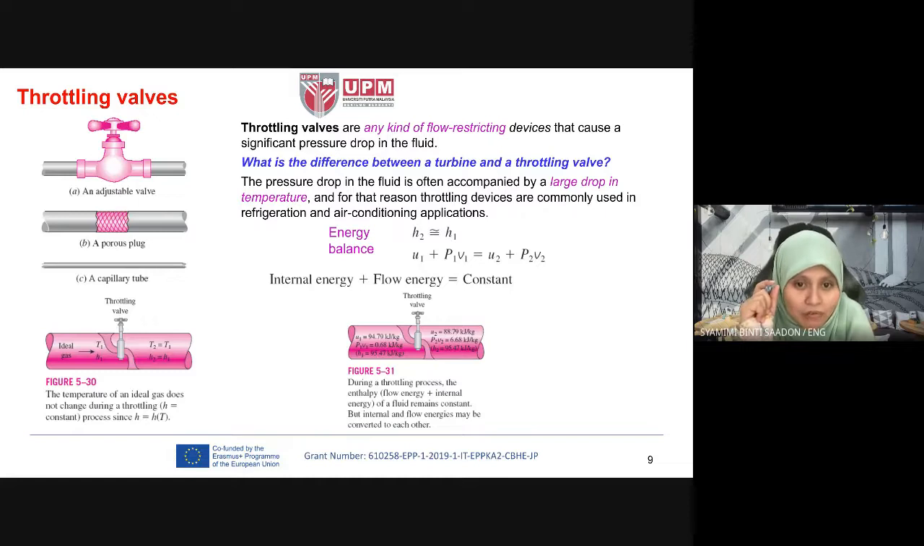Any kind of flow restricting device that causes a significant pressure drop will cause a decrease in pressure due to the restriction of the flow. What is the difference between a turbine and a throttling valve? The pressure drop in the fluid is often accompanied by a large drop in temperature, and for that reason, throttling devices are commonly used in refrigeration and air conditioning applications.